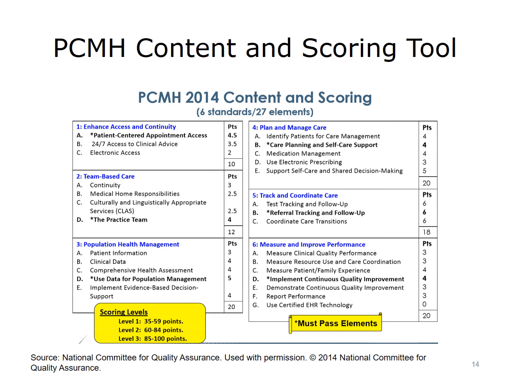Total scores determine the following 3 levels of certification achieved. Level 1 equals 35 to 59 points. Level 2 equals 60 to 84 points. Level 3 equals 85 to 100 points. The following items are must pass. 1A, patient-centered appointment access. 2D, the practice team. 3D, use data for population management. 4B, care planning and self-care support. 5B, referral tracking and follow-up. 6D, implement continuous quality improvement.